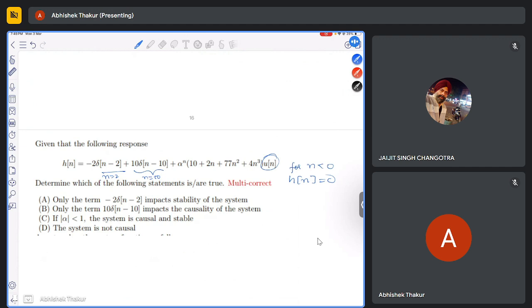So the stability of the system is decided by the exponential term, which is alpha to the power of n. And hence for the system to be stable, we require alpha less than 1. So for the system to be stable, the magnitude of alpha should be less than 1. So option C is the correct answer for this question.